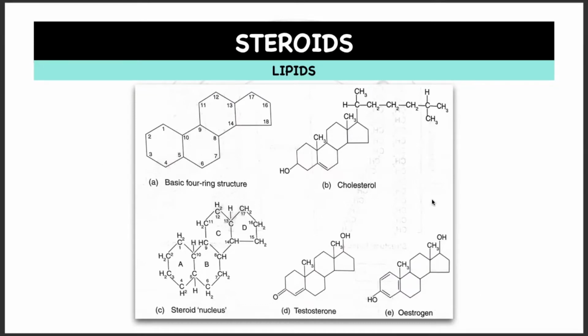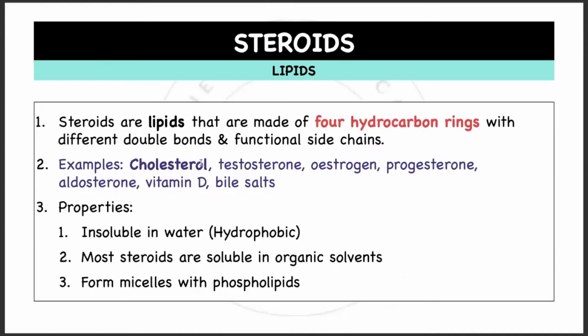You don't actually really need to know the drawing except this and maybe cholesterol. These are the examples I mentioned earlier: cholesterol, testosterone, estrogen, progesterone, aldosterone, vitamin D, and bile salts. Now, a little bit on the properties. It's hydrophobic, it's insoluble in water, but most steroids are soluble in organic solvents, and they form micelles with phospholipids. So it's important to take note of cholesterol here. That's why I bold it.